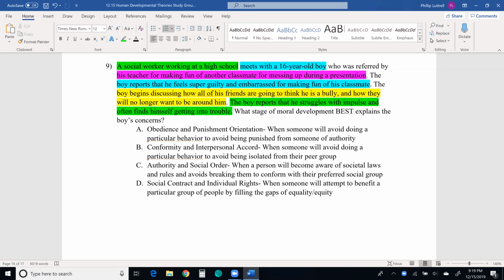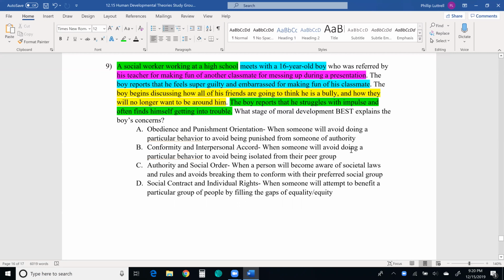So quick review: high school social worker, 16-year-old boy, teacher referred him for making fun of another classmate during a presentation. He feels super guilty and embarrassed for making fun of the classmate. He starts discussing how all of his friends are going to think he's a bully and how they will no longer be around him. And the boy reports that he struggles with impulse and often finds himself getting into trouble.